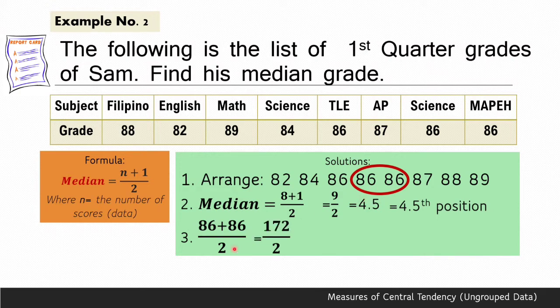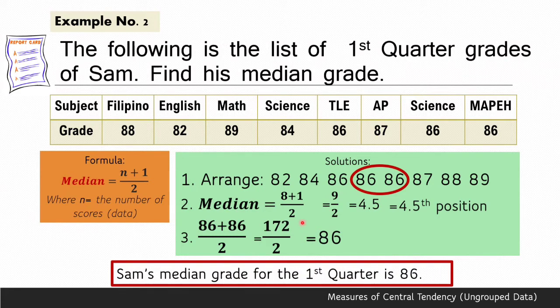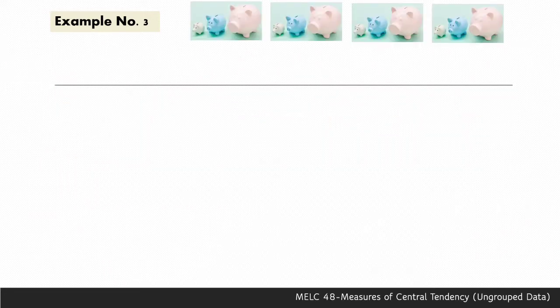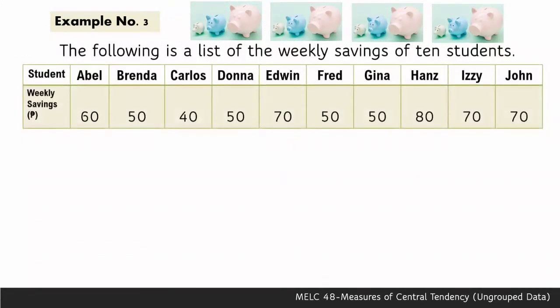So we will get 172, the total of 86 and 86. Divide it by 2, you will get 86. Still 86 because these are the same numbers, so you will just get the same number. So 86 is our median grade, the median grade of Sam in the first quarter. I hope you get it. Let's now proceed with our third example.